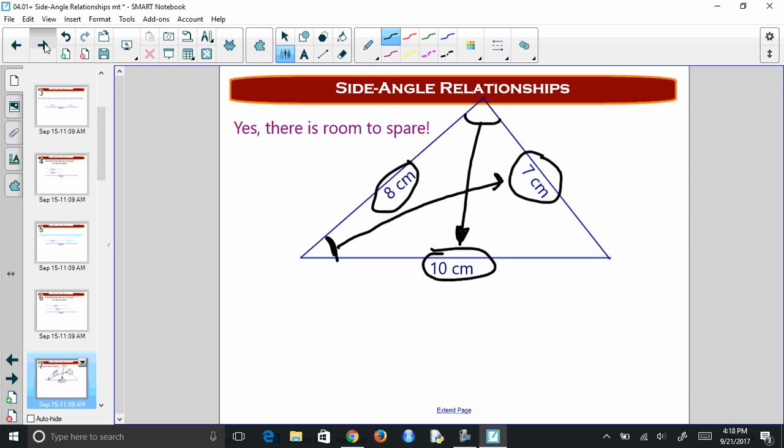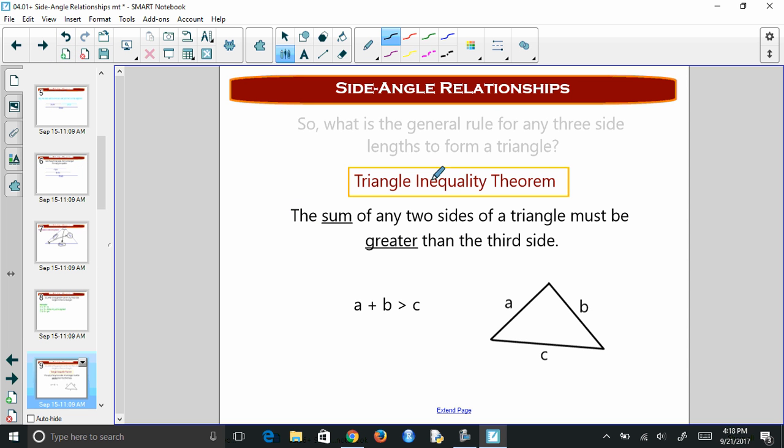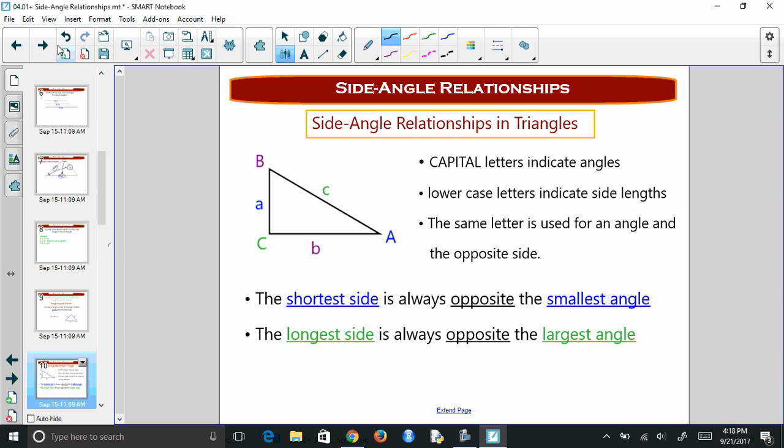So we'll write down the two properties we just talked about. The first one is the triangle inequality theorem. The sum of any two sides of a triangle must be greater than the third side. So those two have to be greater than the biggest side. The side-angle relationship just tells us that the shortest side is always opposite the smallest angle, and the longest side is always opposite the largest angle.